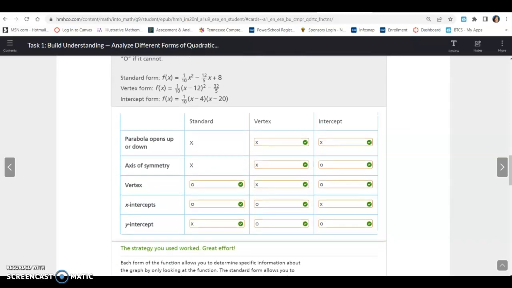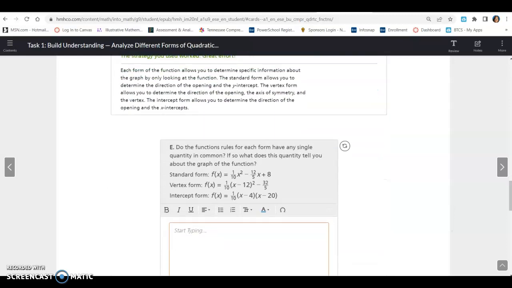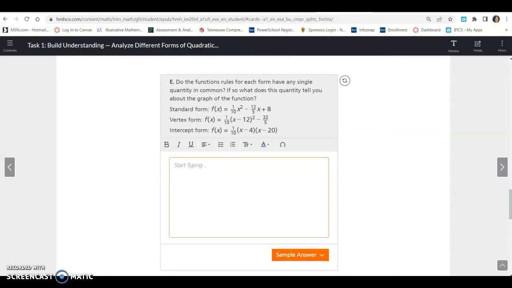All right, so I really think this one right here is incorrect. The axis of symmetry comes from your vertex, and the fact that you cannot see the vertex, I feel like this one should be an O as well. But anyways, that's all for that question. So let's look at the next one.